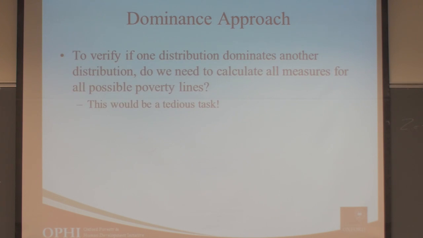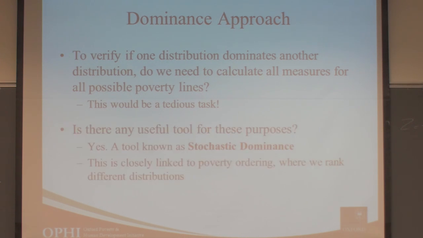Okay. So the idea is to verify if one distribution dominates another distribution. Do we need to calculate all measures for all poverty lines? Well, that's a tedious task. Right? You could have infinitely many poverty lines and infinitely many poverty measures. At least 3 we have seen. The idea is that if we can have a particular tool that we can use to say such things, then life becomes easier. And such a tool exists, called stochastic dominance. This is closely linked to poverty ordering when we rank different distributions.